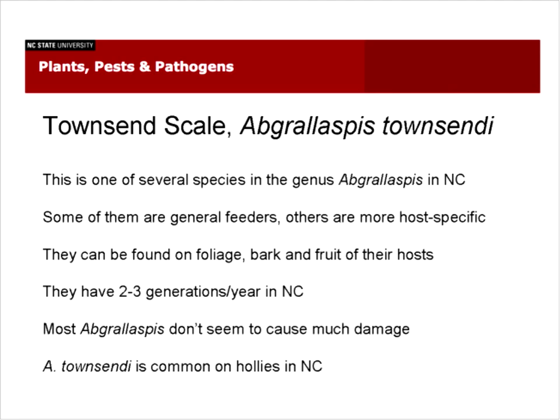Some of these, like the Townsend scale, are fairly general feeders, and others are somewhat more host-specific in their choice of foods. Different species of Abgrallaspis can be found on the foliage, or on the bark, or on the fruit of their hosts. They probably have 2 to 3 generations per year here in North Carolina. And as I indicated, most Abgrallaspis species don't seem to cause too much damage.